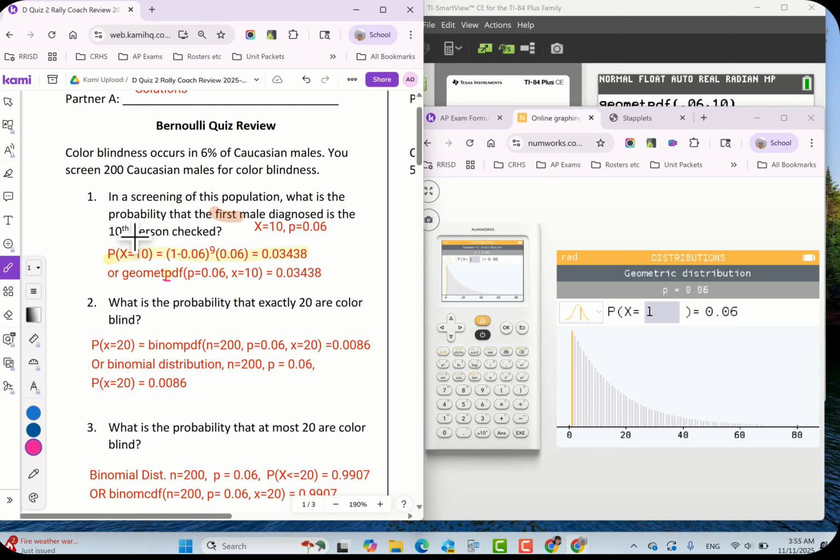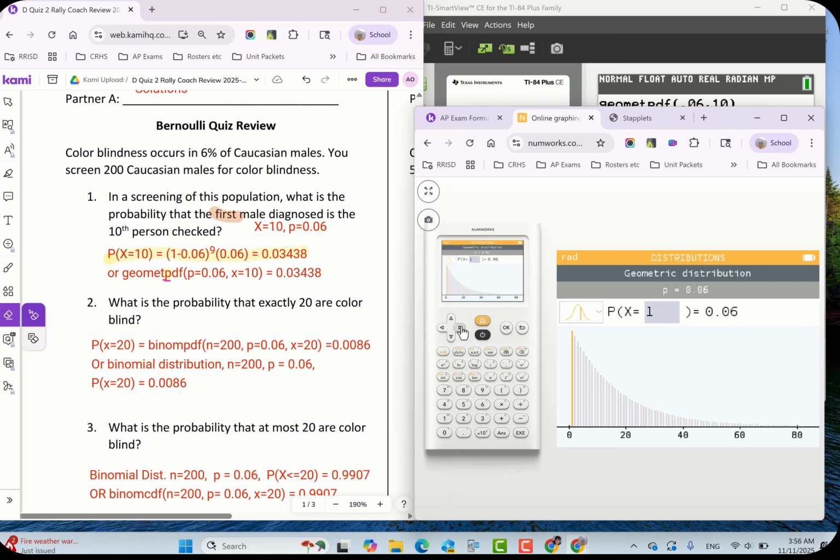Now here, since I'm not doing the triangular notation, it's very visual. And so you would be saying, okay, we want X is 10. Oh, I'm on the wrong thing. Did I start to type? No. All right, I'm on the wrong screen. So I'm going to put 10 here. And there it is. Same answer, 0.0343.